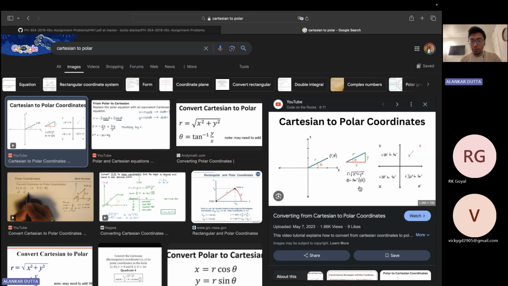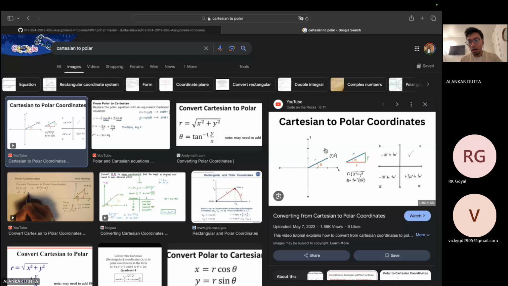But the thing to note here is that if you give y by x, the value that you get is either positive or negative, so it will be either in the first quadrant or the fourth quadrant. So you have to also look at the sign to put this angle in the proper quadrant. I'll come to what exactly I mean, but let's first try to code this up.